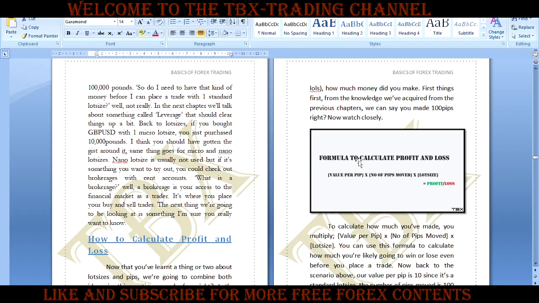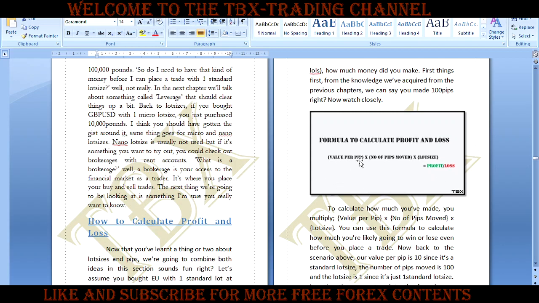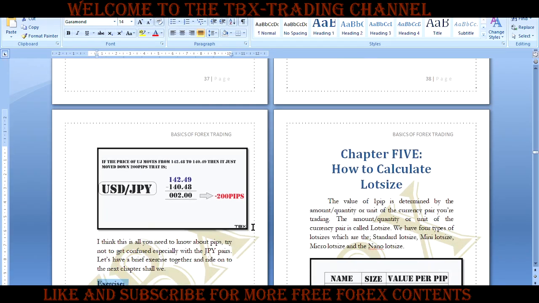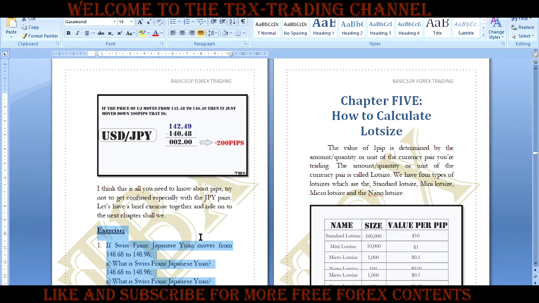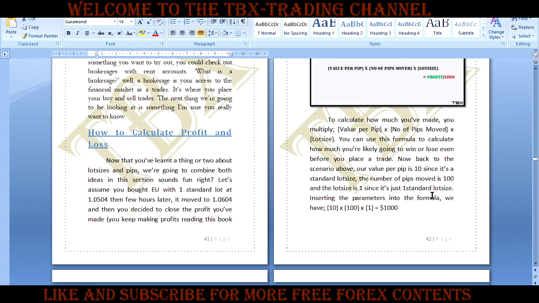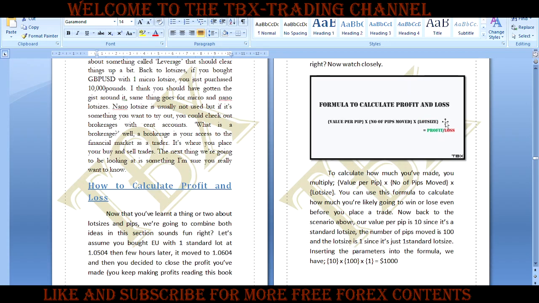We're going to follow this formula, which is value per pip. This value per pip is usually 10, just $10. I don't really know why, but it is constantly 10. I think I learned why, but you don't actually need it. Just know that it's 10 times the number of pips moved, that is, after calculating the number of pips the way we talked about in a previous chapter, times the lot size we just learned. That will equal profit or loss.